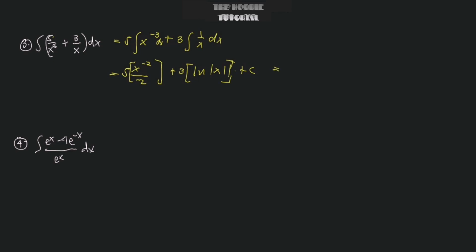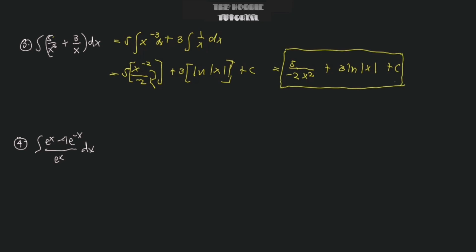That just equals 5 over negative 2, and since we have a negative sign in the exponent right here, we can bring that back down to the denominator. That will become x raised to 2. So that would be it, and then plus 3 ln of the absolute value of x plus c. So this would be our final answer for example number 3. Let's go answer example number 4.